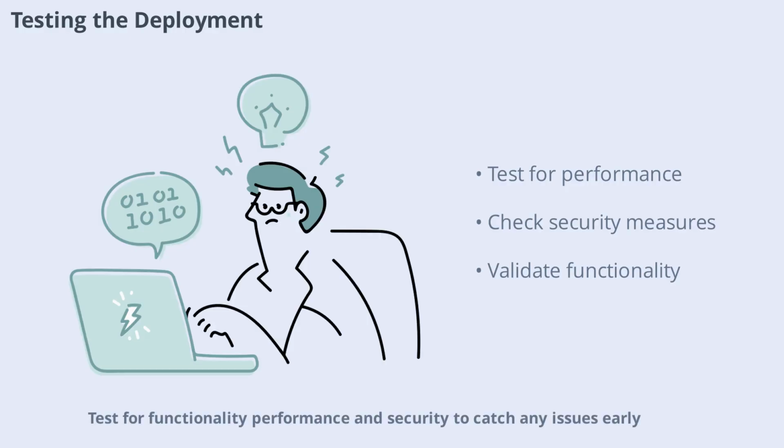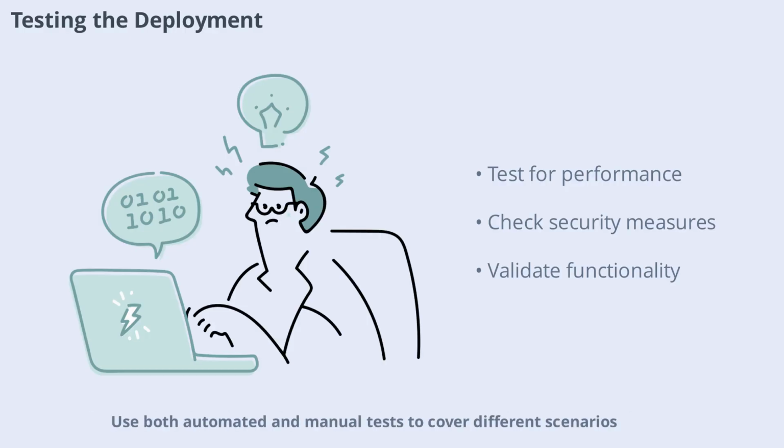Thorough testing is essential before launching your LLM deployment. Test for functionality, performance, and security to catch any issues early. Use both automated and manual tests to cover different scenarios. Testing ensures that your model works as expected and delivers a reliable experience to users.